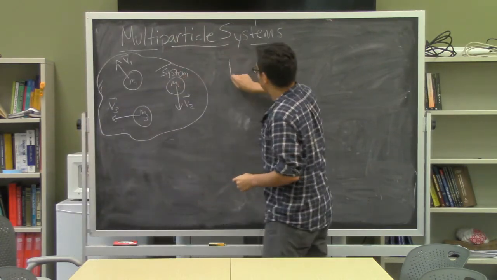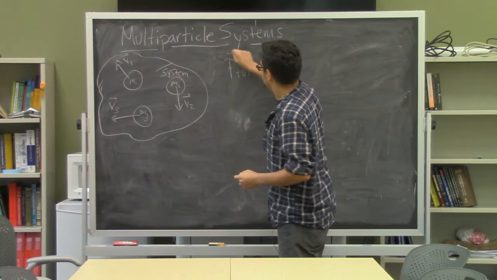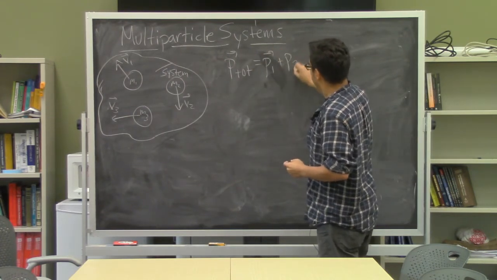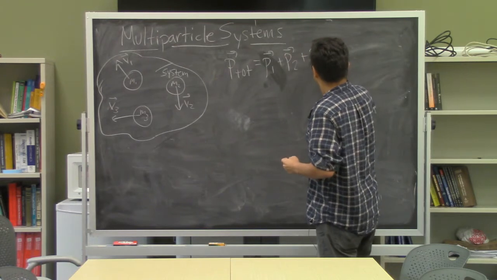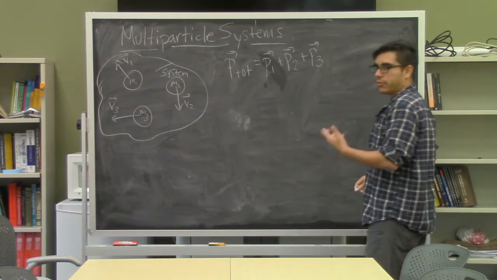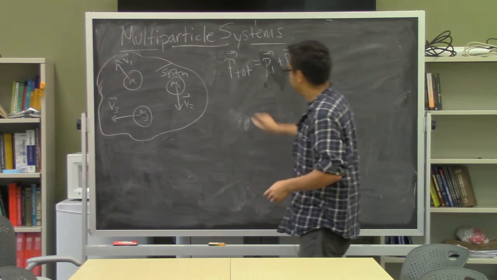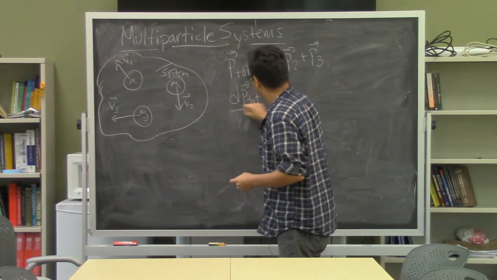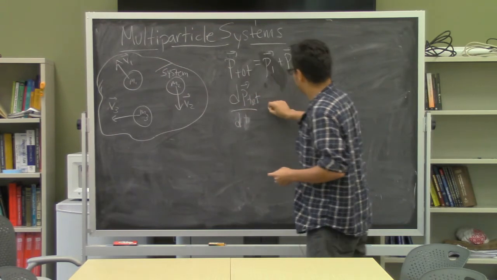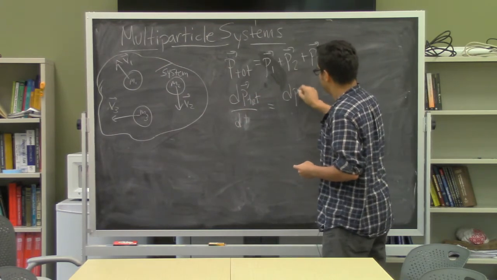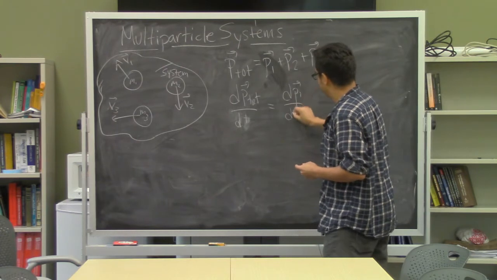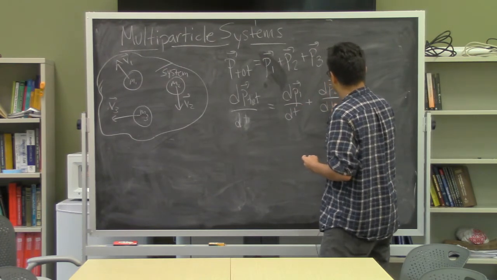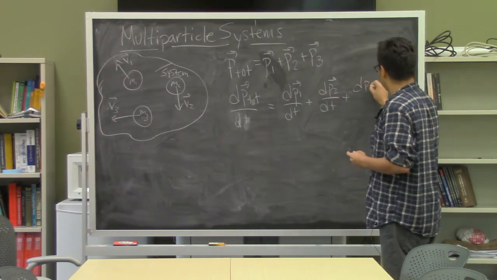I'm defining what the total momentum is for that system. It's simply the sum of each of the individual momenta. So when I start to write down what the momentum principle is, I'm going to take the time derivative of the total momentum. And as a result, I'm going to individually take the derivatives of each of the momenta of each particle and add them up. That's how we distribute these derivatives.